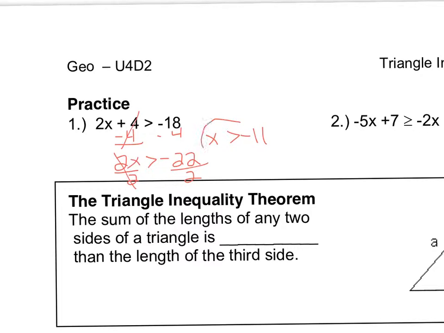Now, a common error that students might make here is they might want to flip that inequality symbol. We only do that if the coefficient, so if this number right here, if that is negative. Because if we're dividing by a negative number, that's when we flip our inequality symbol. But here, because that 2 is positive, it's going to stay the way that it is.